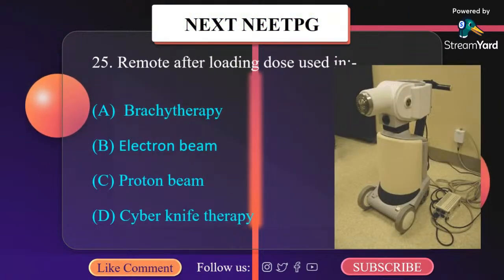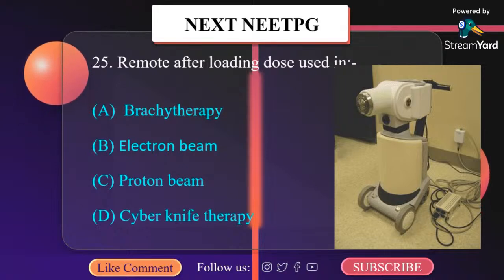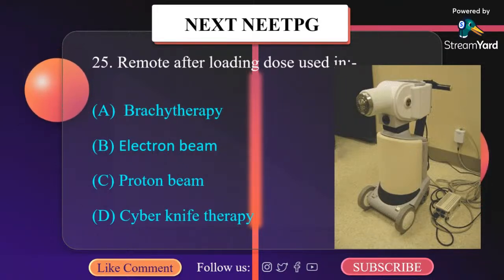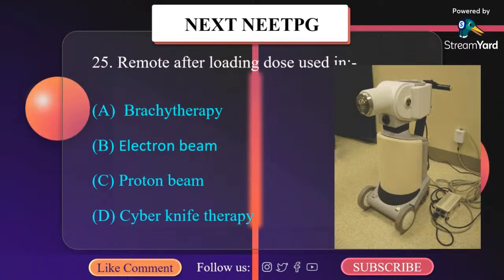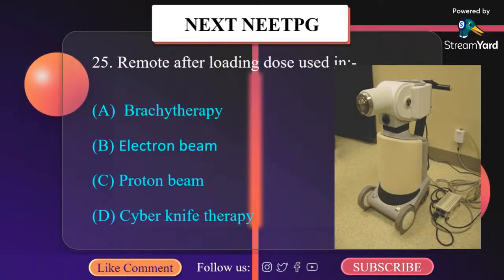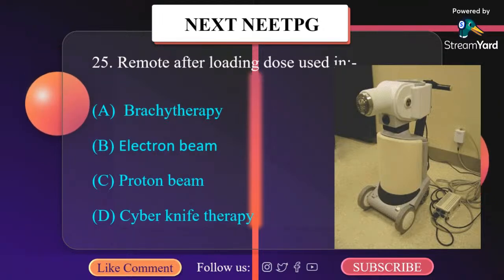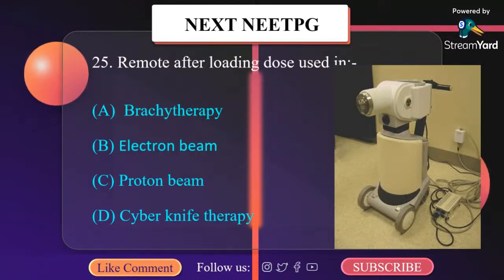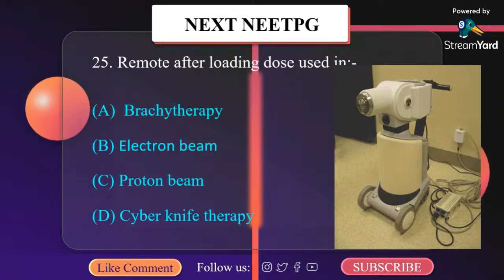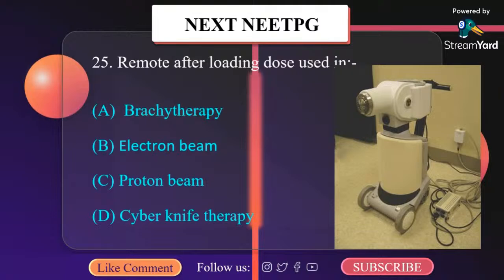Remote afterloading is used in: A. Brachytherapy, B. Electron beam, C. Proton beam, D. Cyberknife therapy. Remote afterloading is used in brachytherapy. It is a situation in which a radioisotope is placed onto or inside the patient. The radiation source is sealed in a protective capsule or wire, which prevents the radioisotope from moving or dissolving in body fluids, but allows the emission of ionizing radiation to the surrounding tissue.